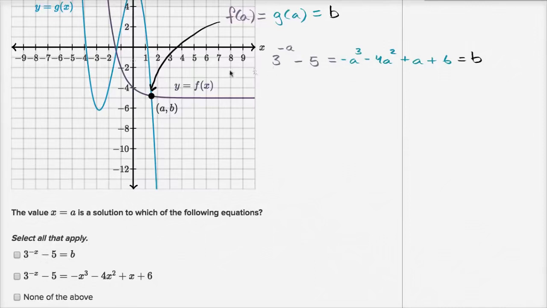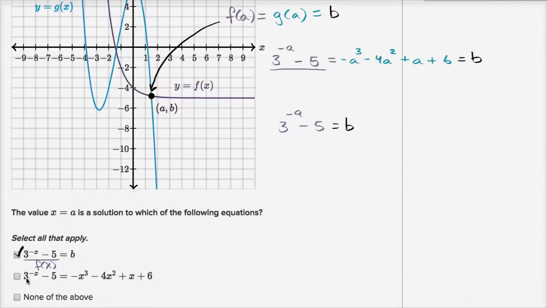Well, we already know that 3 to the negative a minus 5 is going to be equal to b. This over here is equivalent to saying f of x is equal to b. And we know f of x equals b when x equals a. When x equals a, f of x is equal to b. This expression is equal to b. So we know that that first one is true.